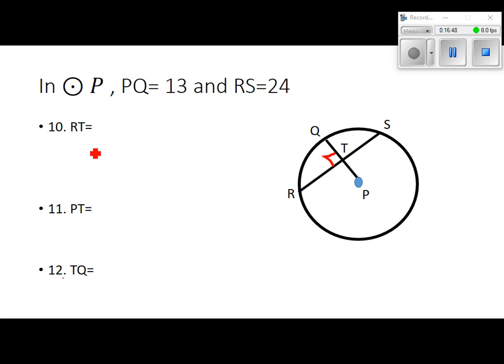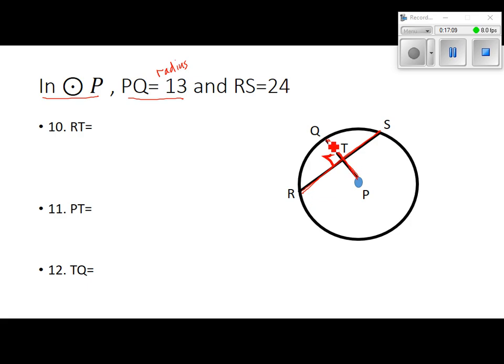Numbers 10, 11, and 12 all use the same picture. It says in circle P, PQ, which is a radius to the circle, is 13. That's a radius. I'm going to write that up here so I don't forget it. And RS is 24.